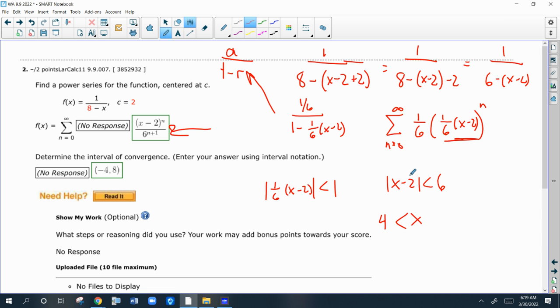I think I screwed up. Hold on a second here. To 6 plus 2. So I think they screwed up here, but you can check on that. But my interval of convergence is 4 to 8, not negative 4 to 8 like theirs is. So that's that.